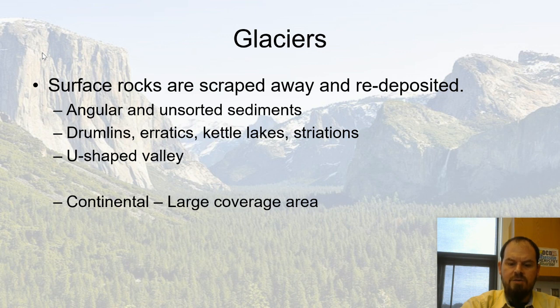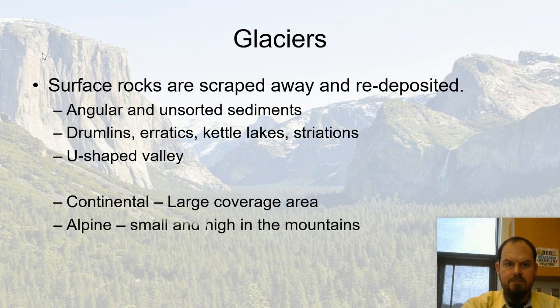This goes under the two types of glaciers. Continental, which is a large coverage area, and alpine, small and high in the mountains. Those are the two types of glaciers. Not a ton of room to write that there. You can definitely get alpine and continental, but you might need a little extra space to understand what those words mean.